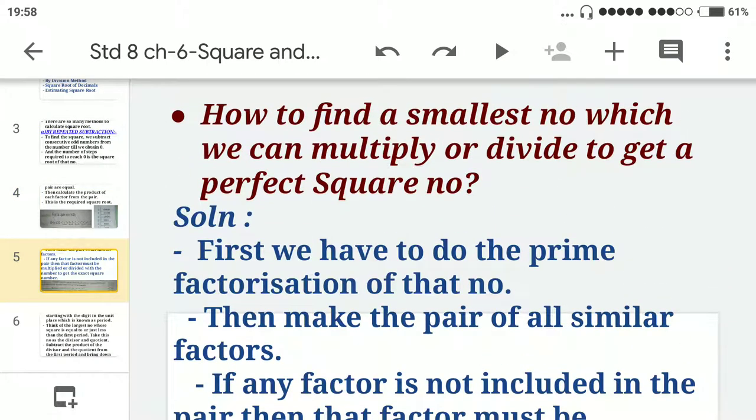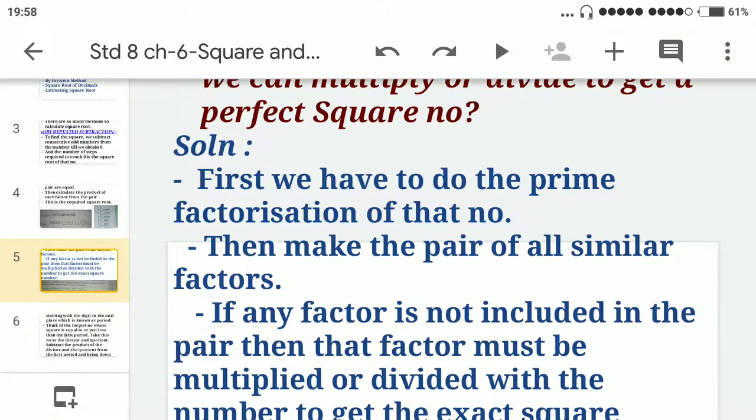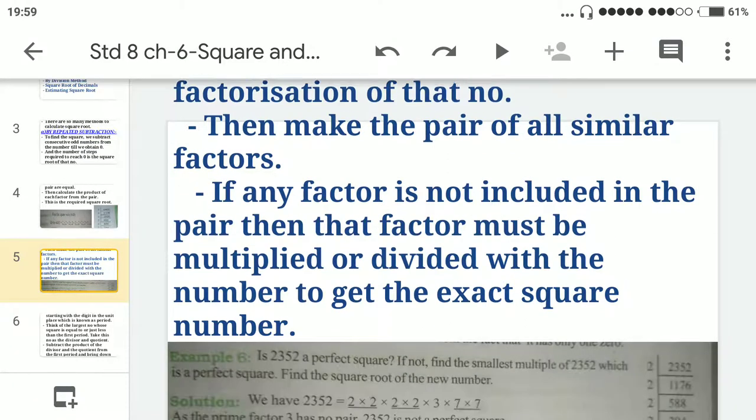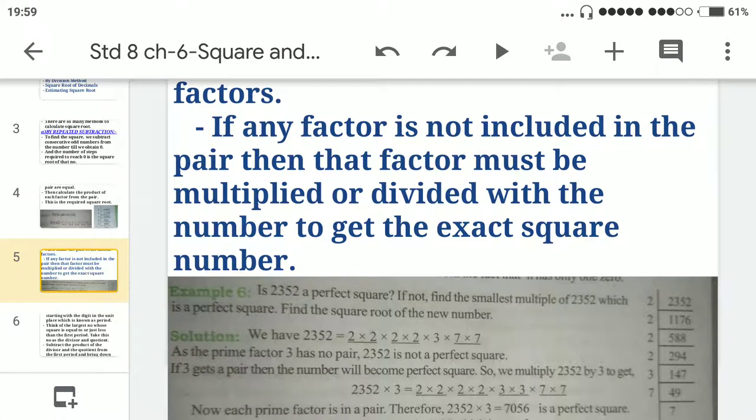Now one question arises here: how to find the smallest number which you can multiply or divide to get a perfect square number? Not necessarily all numbers are square numbers, right? So if it is not a perfect square number, how to know which number you should multiply with or divide by to get a perfect square number? The same method you have to follow. First calculate the prime factorization, then make pairs of similar factors. If any factor is not included in a pair, what to do? That factor you either have to multiply, if the question is asking for multiplying, or you have to divide to get the exact square number.